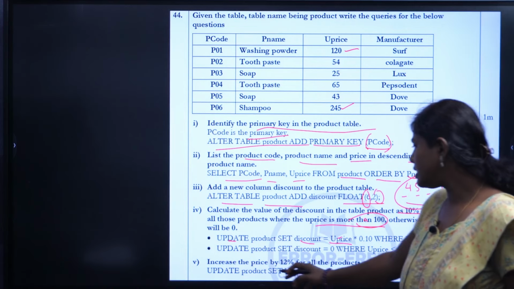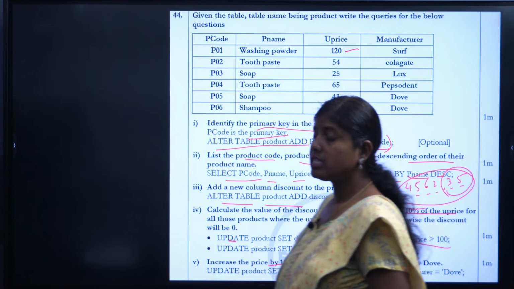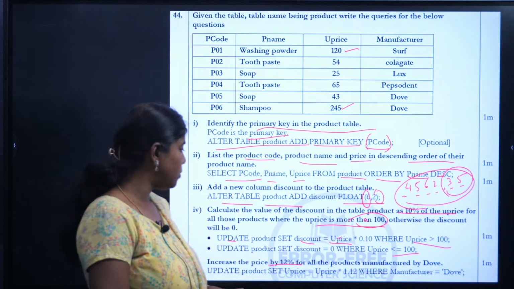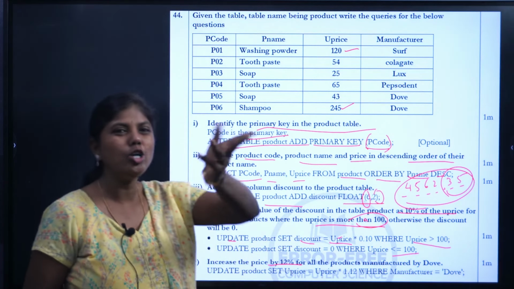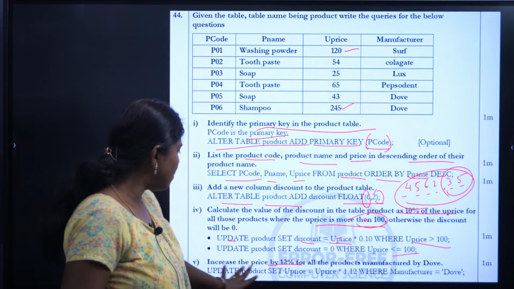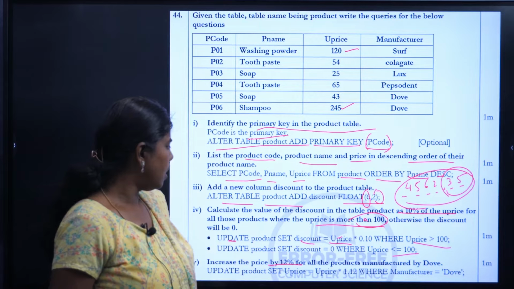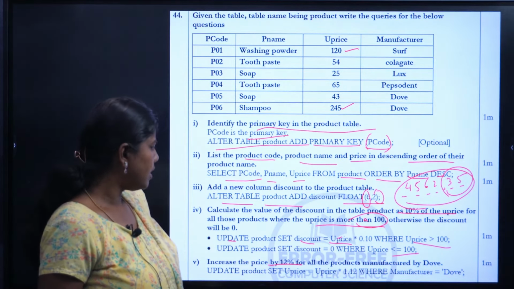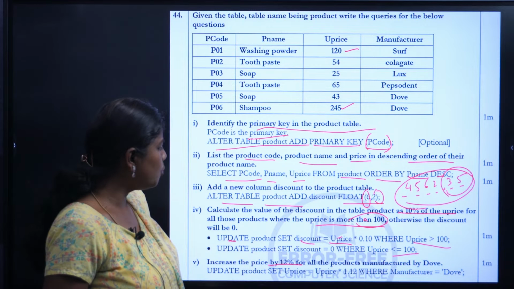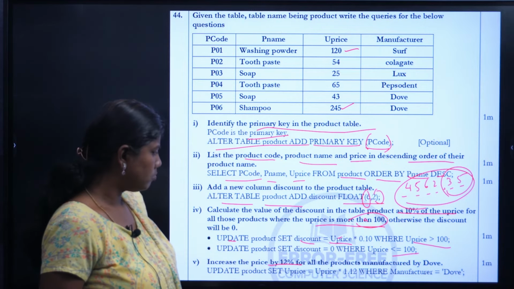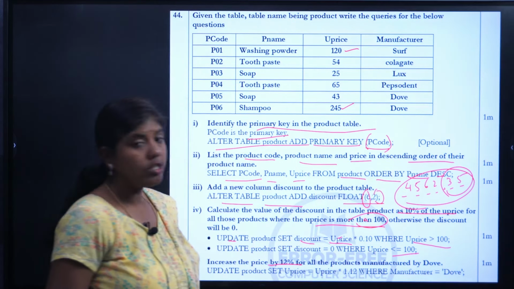So increase the price by 12% for all the products manufactured by Dow. So I need to increase the U price by 12%. That means update product set U price equals U price plus 0.12. That's all. Okay, update product set U price equals, right, what I told, U price into 1.12, where manufacturer is equals to Dow.